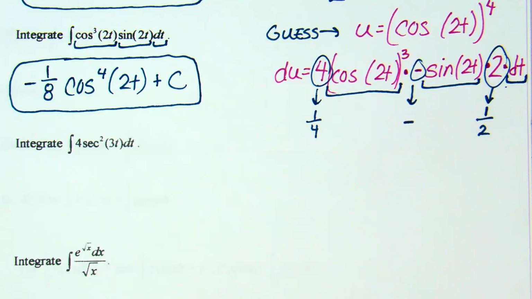Integral of 4 secant squared 3t dt. What's your thoughts? So it's secant to the 4th or something. Did you say secant to the 4th? Yeah. Disagree. It looked like a 3 from where I'm sitting. It looked like a 3 from back here. Oh, the power? Yeah.